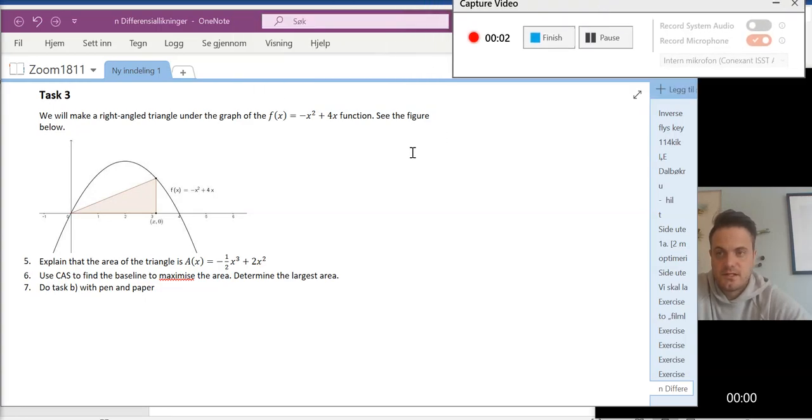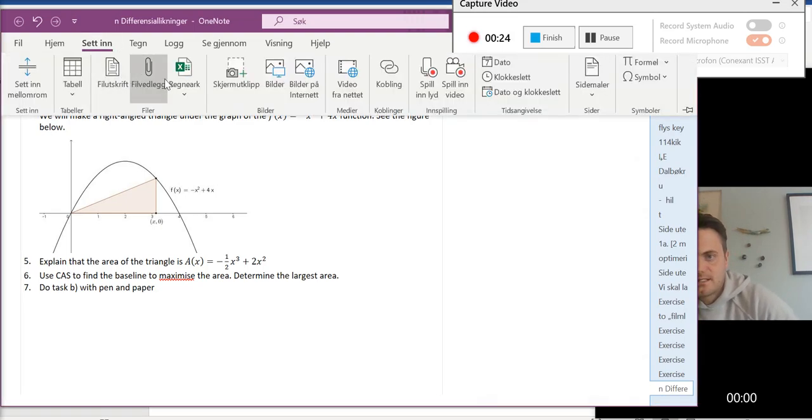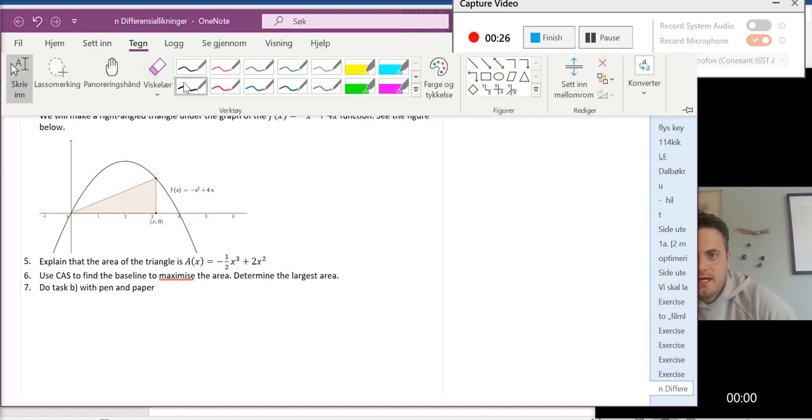We have exercise 3 here. We have a parabola, minus x squared plus 4x, and under it we're going to place a rectangle with one corner in the origin, the other corner on the x-axis, and the third corner on the graph of f of x. And we should find this area function again. There's always, or nearly always, exercise A.